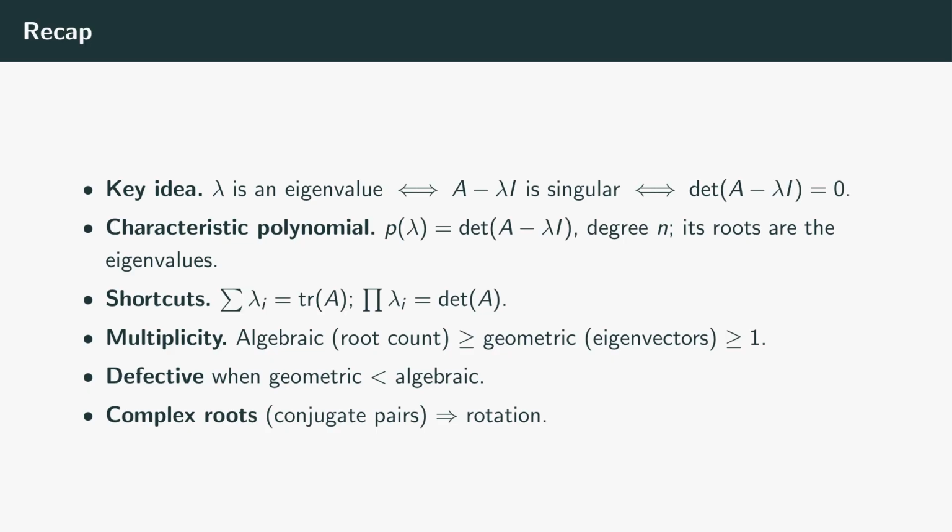We distinguished algebraic multiplicity, how many times an eigenvalue is a root, from geometric multiplicity, how many independent eigenvectors it has, with the geometric never exceeding the algebraic. When geometric falls short, the matrix is defective. And complex roots, which always come in conjugate pairs for a real matrix, signal that the matrix is rotating. Next episode, we finally put eigenvalues and eigenvectors together to diagonalize a matrix, rewriting it in its own natural basis, where it becomes nothing more than a clean list of stretch factors.